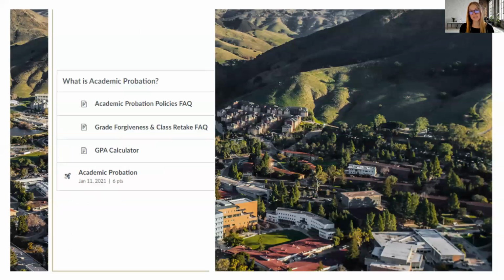We have some reminders here in your Canvas, so you can take a look at the policy information, the grade forgiveness information. We have some FAQs in there. If you need to figure out that GPA with finals or midterms or anything, there is a GPA calculator that you can access. And then we have a little quiz just to test your knowledge to see how comfortable you are with this policy. All of this is in Canvas.